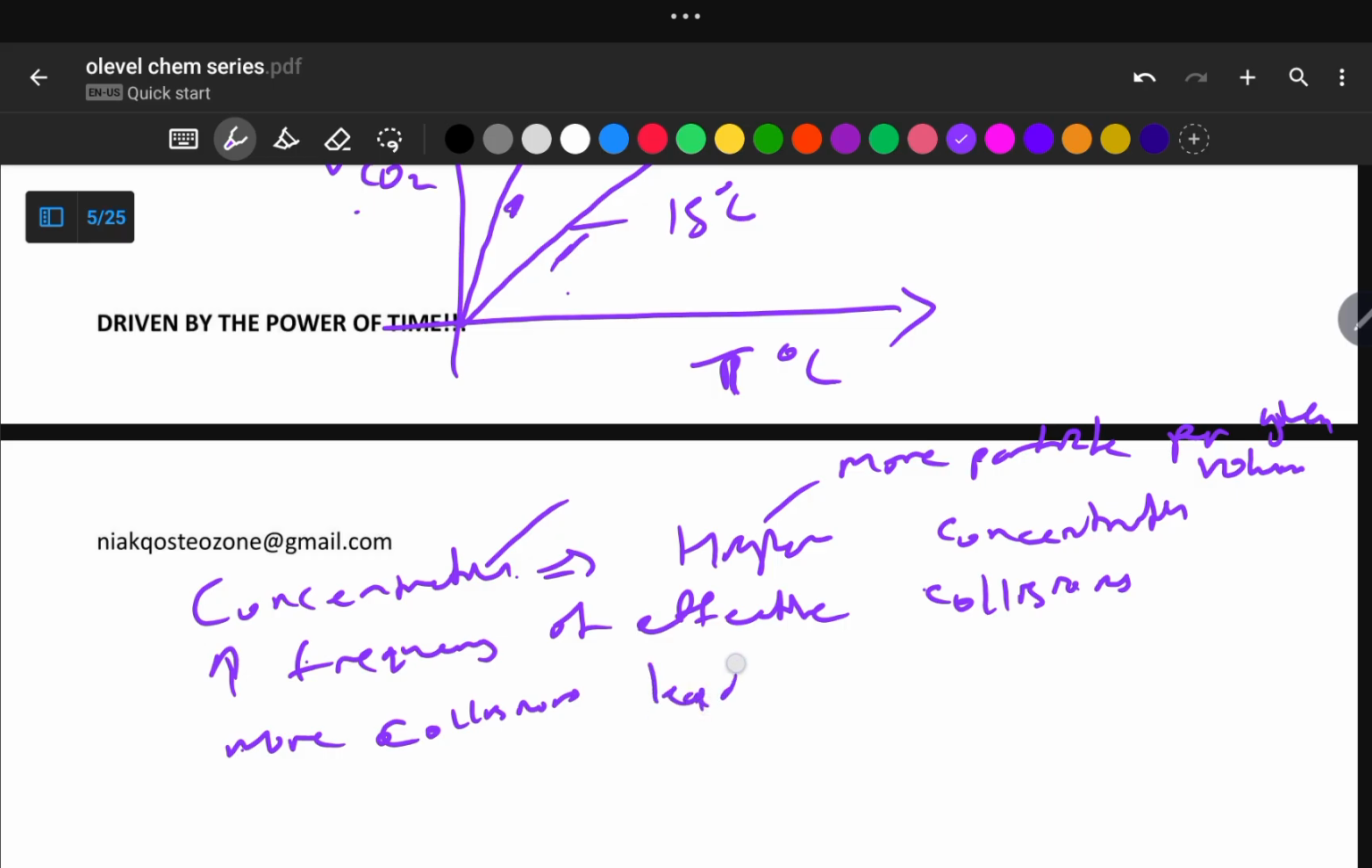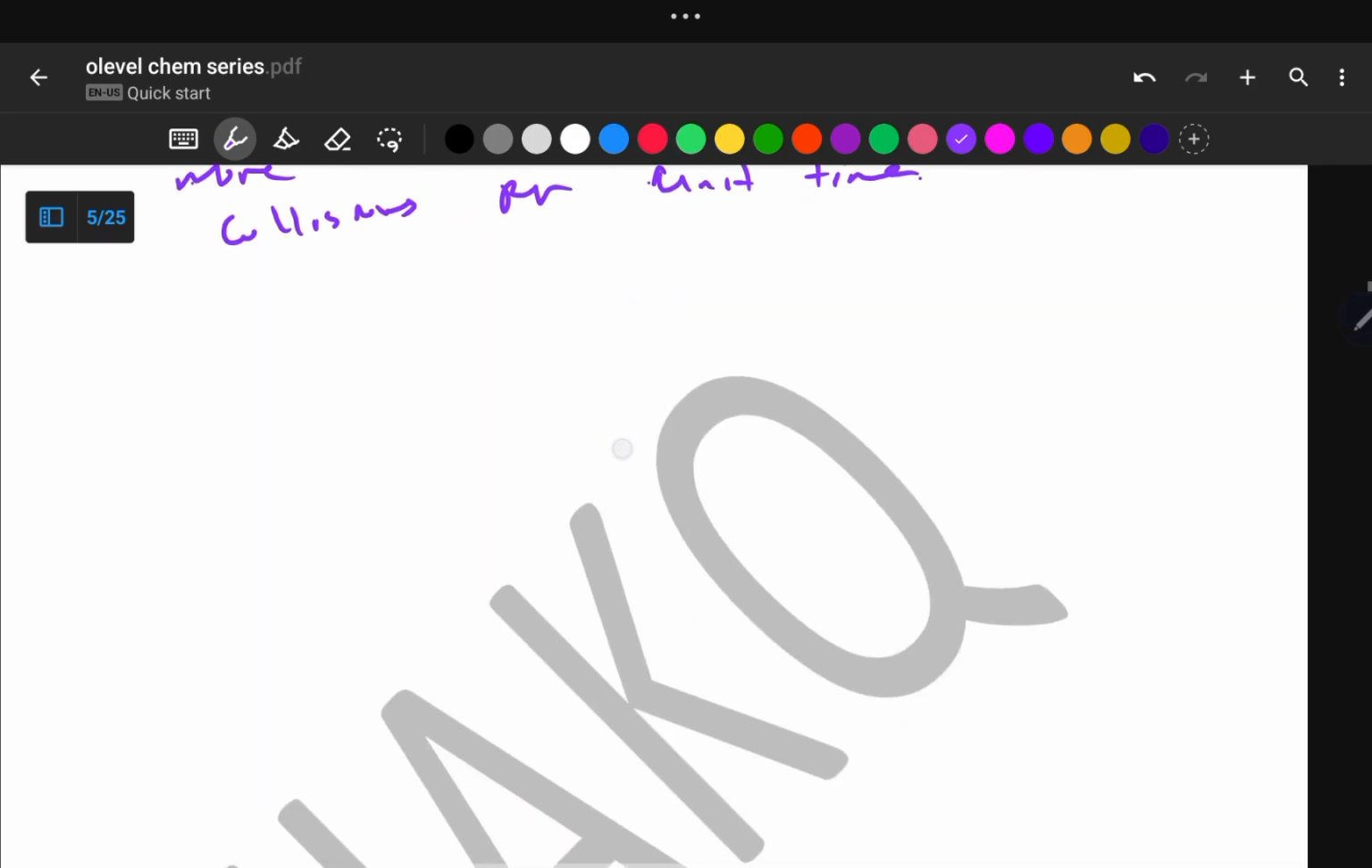that will lead to more successful collisions per unit time. Are we together? Right? And this will simply mean that we're going to have an increased rate of reaction.